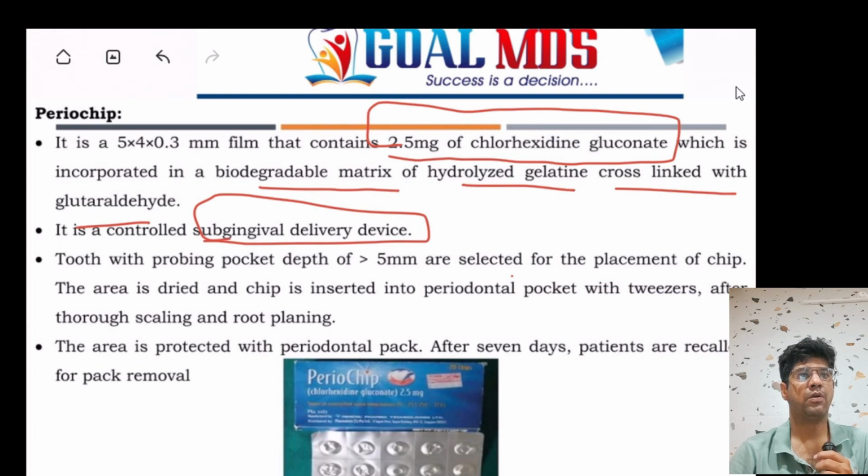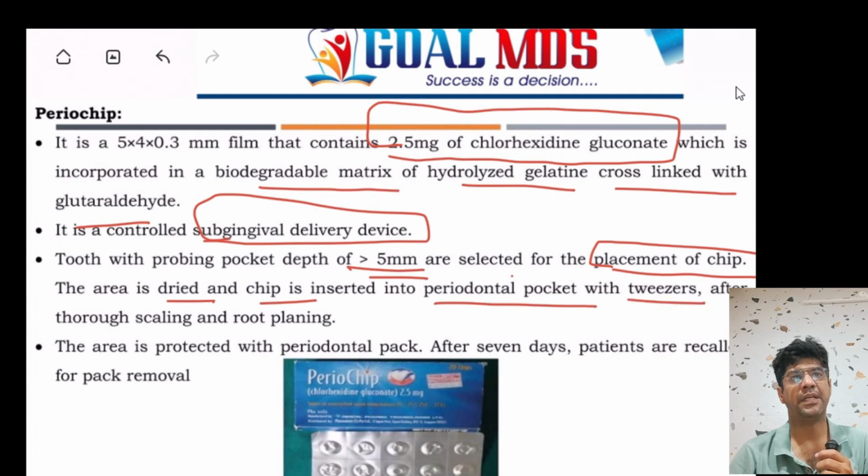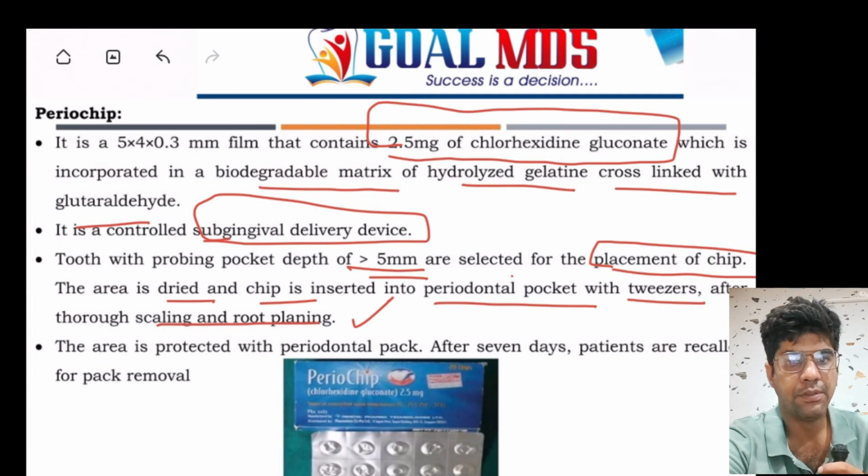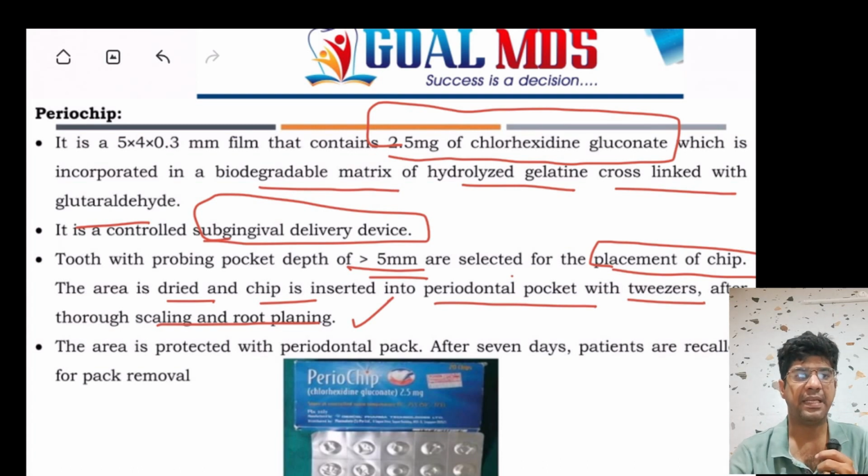So teeth with probing depth of greater than 5 mm are selected for placement of this periochip. The chip is inserted into the periodontal pocket with the help of tweezers after thorough scaling and root planing. So the chlorhexidine's localized and sustained release action make it a useful tool in targeting the specific areas of infection and in the healing process.